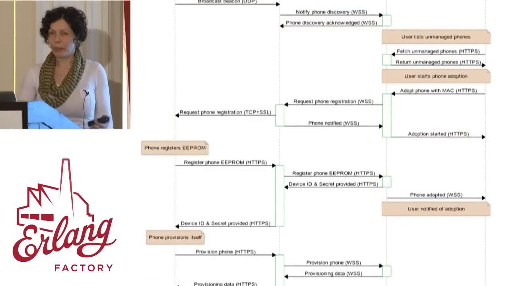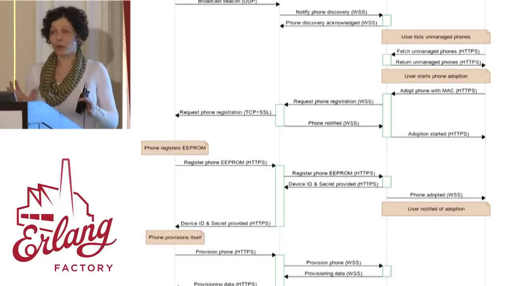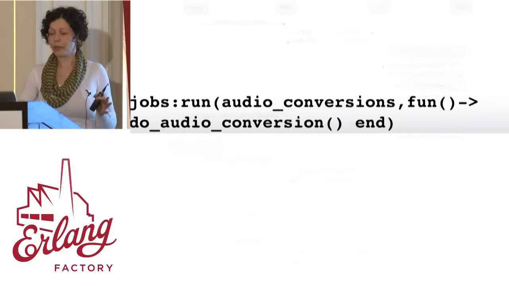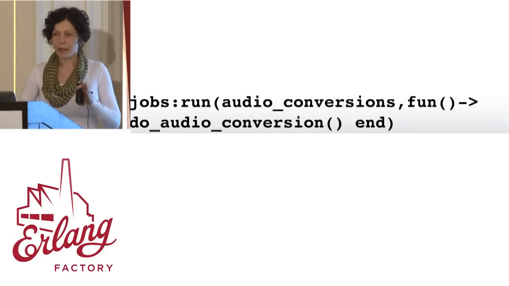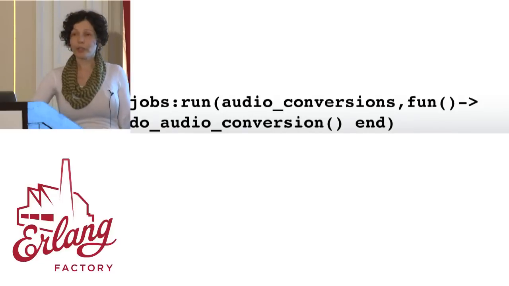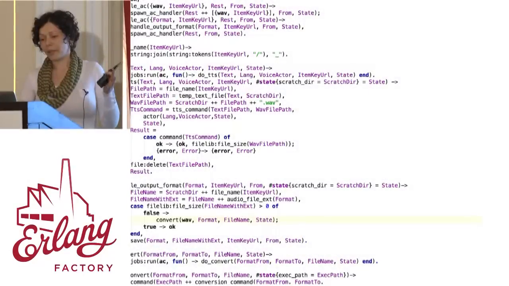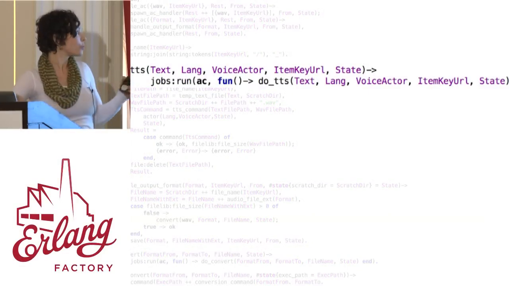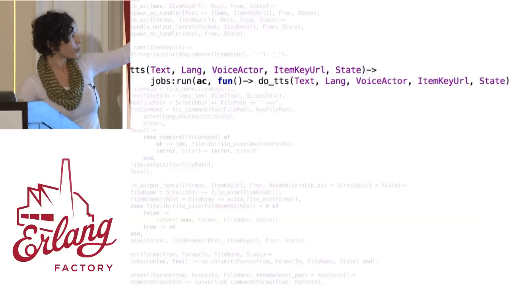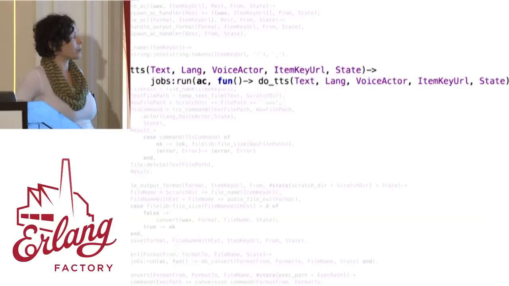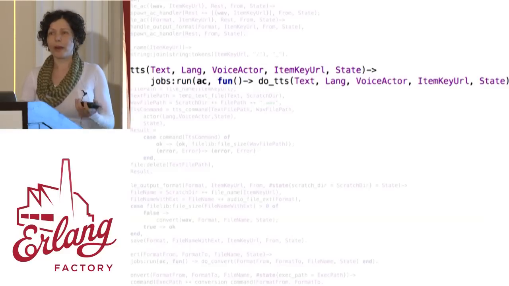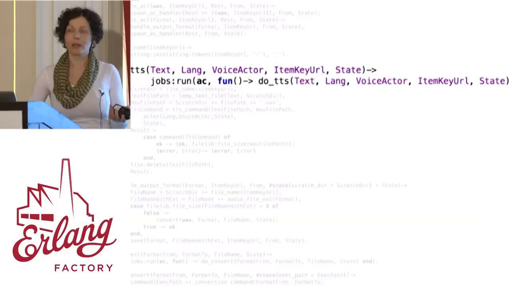And next, I just wanted to take a sneak peek at our very complicated business flow. And we don't need to change the flow to actually regulate our jobs. We just simply wrap our audio conversions in a call to jobs server, and voila, our audio conversions are regulated. And here's my code that does text-to-voice conversion. So instead of just calling that do_tts function, I just wrap it in the call to job server.